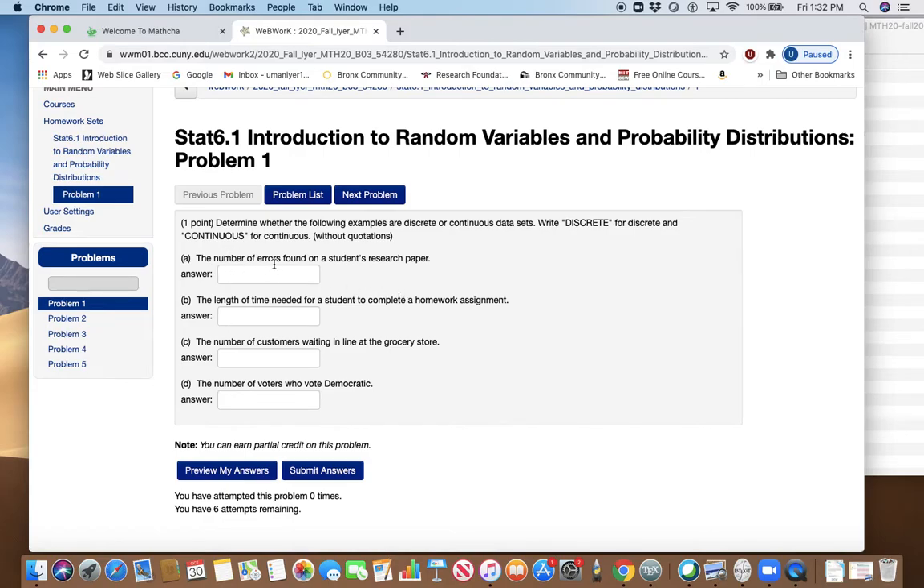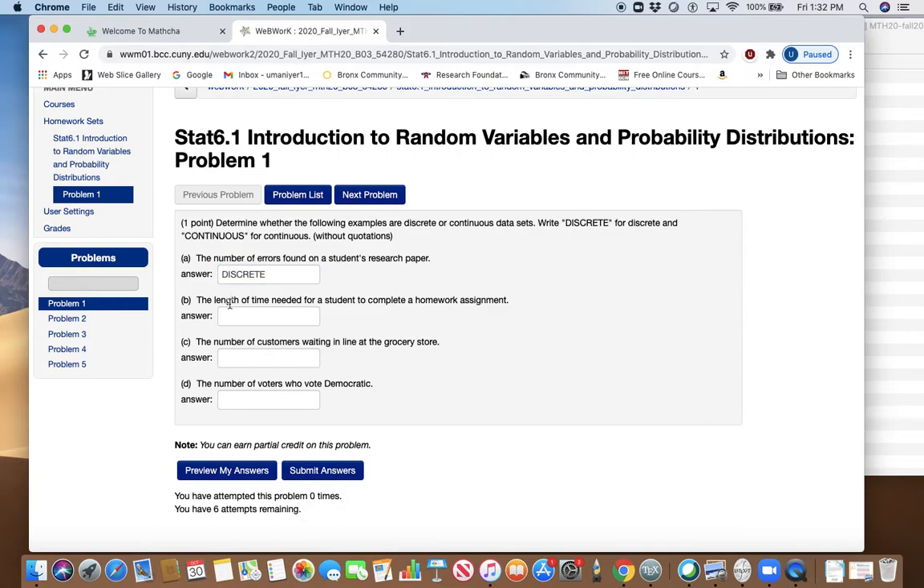The number of errors found on a student's research paper. Do we say how much errors or how many errors? We say how many errors. So it is discrete. Remember, they want us to use capital case. Make sure you spell correctly.